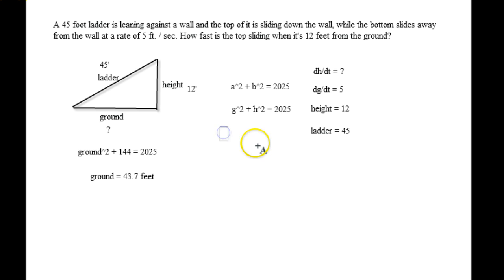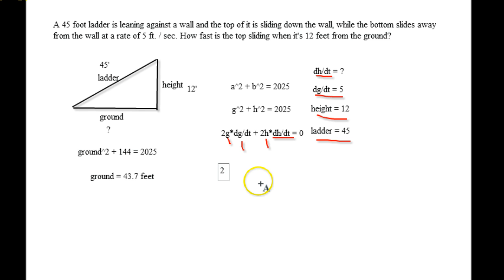Okay, so we have this all set up. What we're going to do is differentiate everything. So this should be 2g times dg/dt plus 2h times dh/dt equals 0. Now if you notice, I need dh/dt, that's right here. If I just plug in h and g, and also dg/dt, I should be able to find it by getting it all alone. I just check them off the list and plug in.